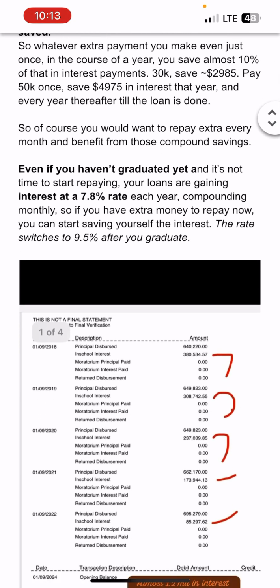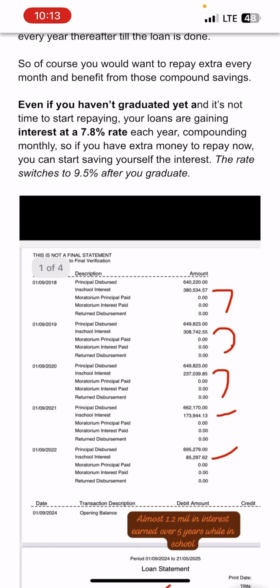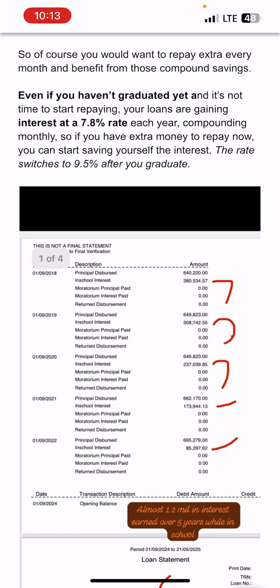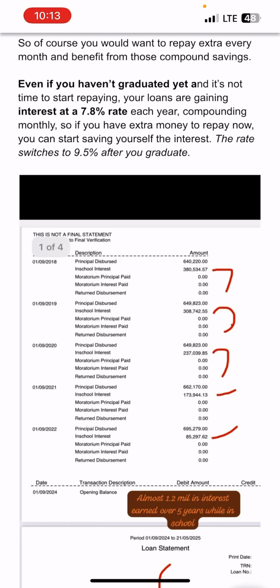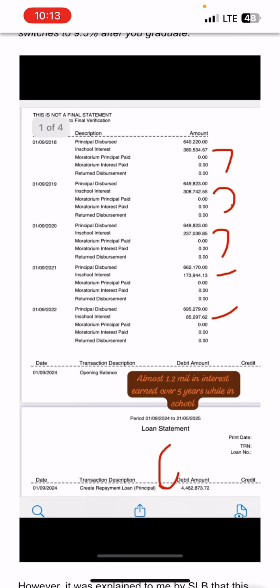Another thing that some people don't realize is that during the period while you're in school, I think that's called the moratorium period, I could be wrong, don't quote me, you're also gaining interest on your loan. Now, in the documents we signed, it stated that the interest rate would be 7.8% per year, and that is also compound interest. So here's an example with my statement, where I was borrowing not the full 1 million that student loan will lend you, but a smaller amount.